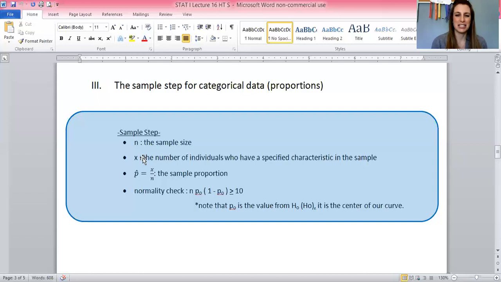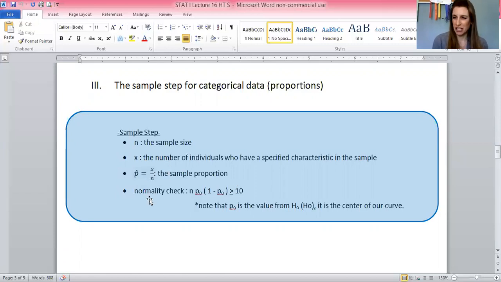Then the next thing is P hat. P hat is just the top two being divided. It's X divided by N. We've gone over this. We haven't had to use it a lot in the past, but I gave it to you when we first introduced proportions. So here it is, X divided by N, and I'm just going to plug it in and write it as a decimal form. You'll see on the example today. And that is called my sample proportion, my P hat.